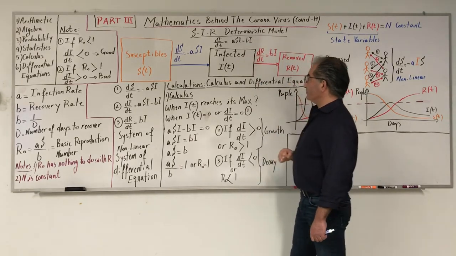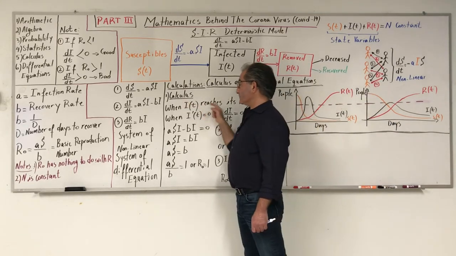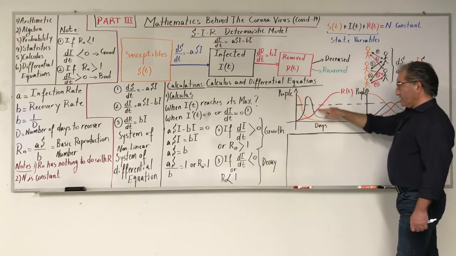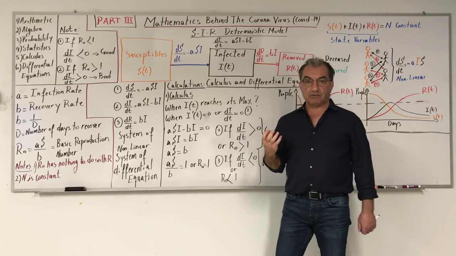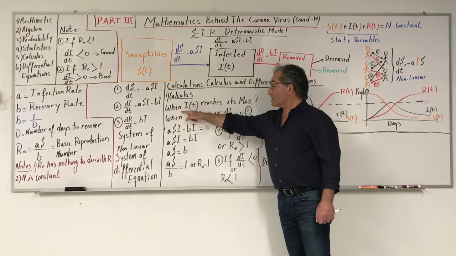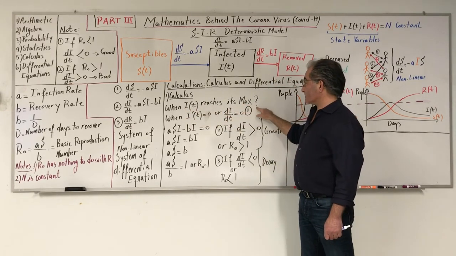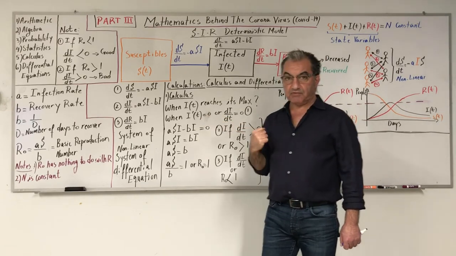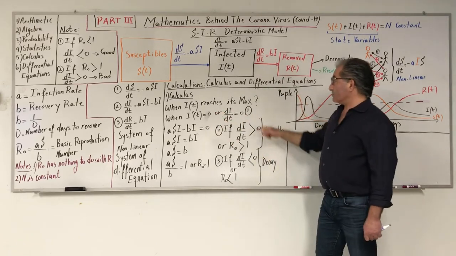To reduce that, now a calculus question here. First of all, to reduce that, we know we're going to get the peak and then come back. So how do we find the maximum of a function in calculus? If I read that question, when I of t reaches its max. In calculus, we learned if you want to find the maximum of a function, you take the derivative of that function and put it equal to 0.